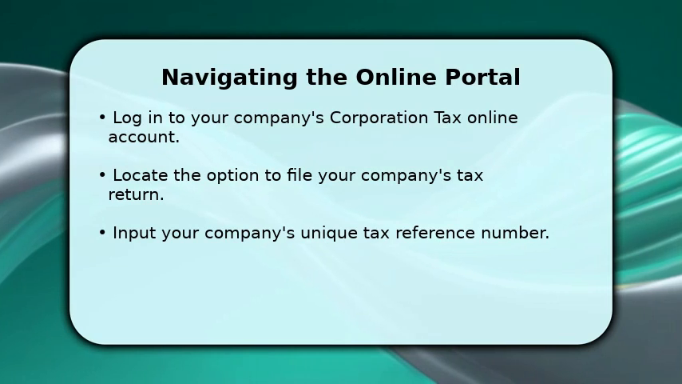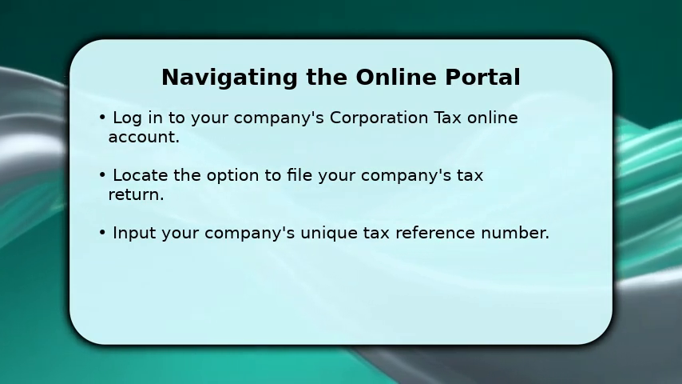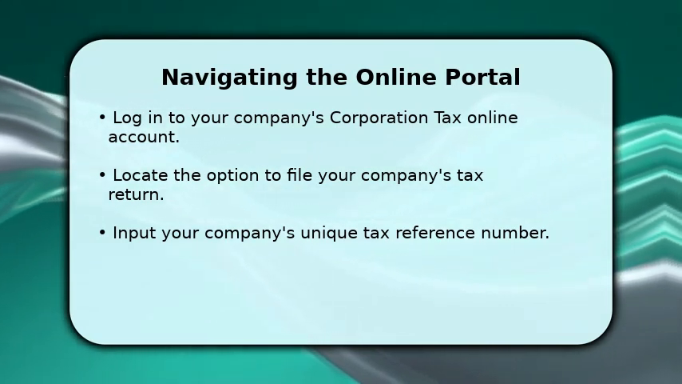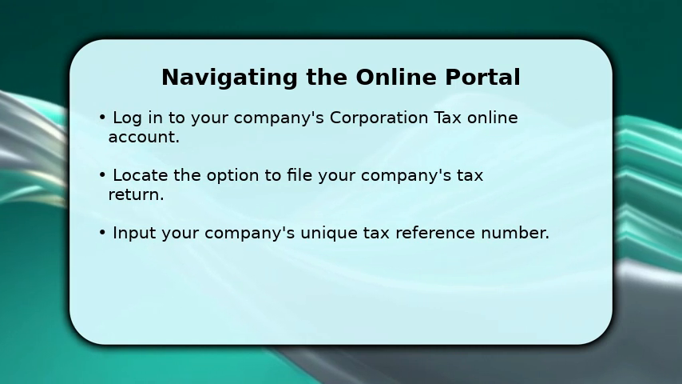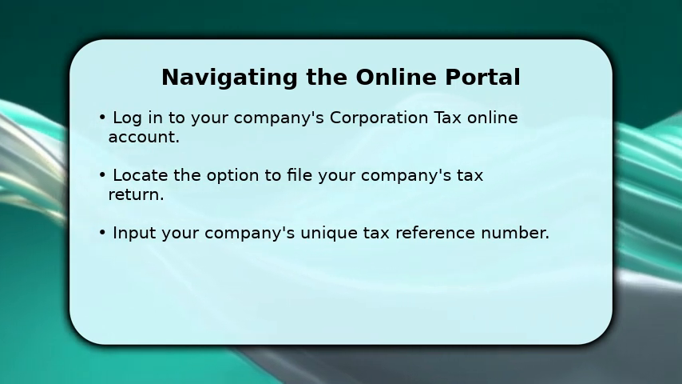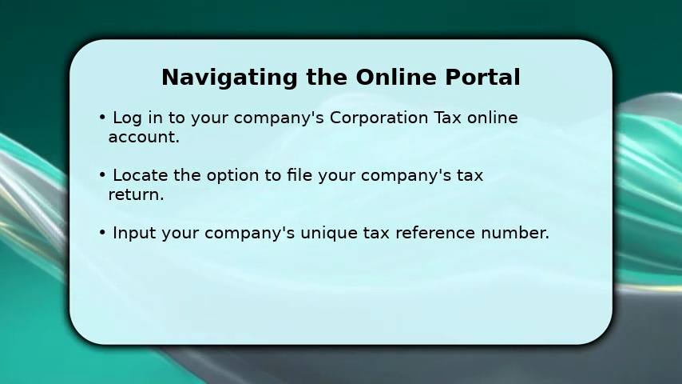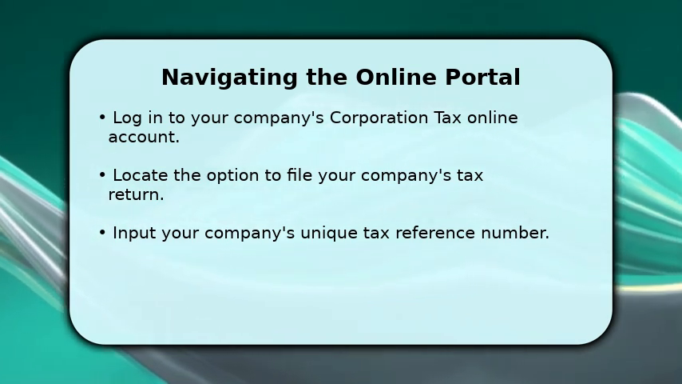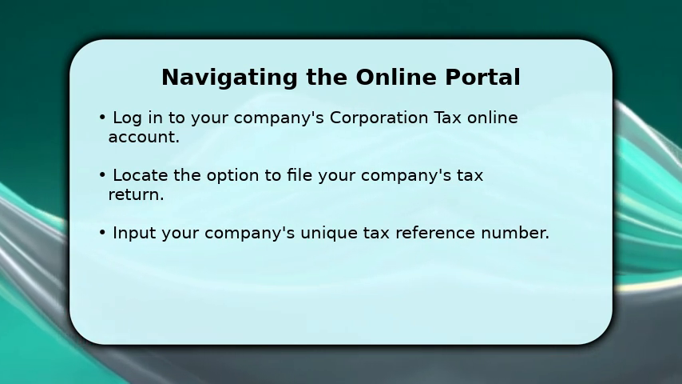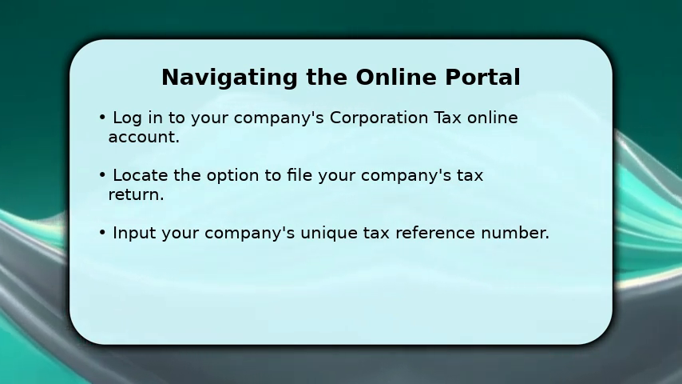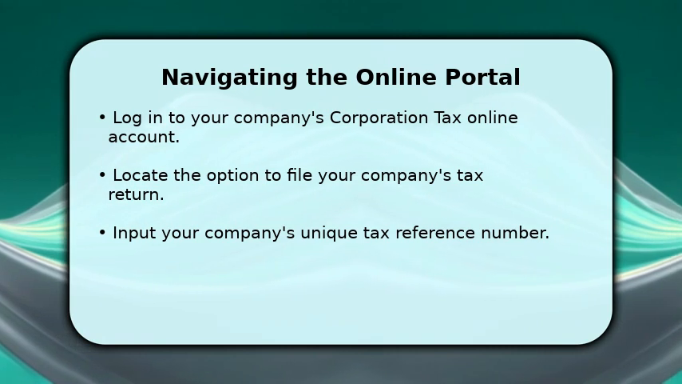Once prepared, log in to your government gateway account using your company's specific user ID and password. Navigate to the corporation tax section and find the option to file your company's return. You'll need to input your company's unique tax reference number to proceed. This step connects you directly to your company's tax records.